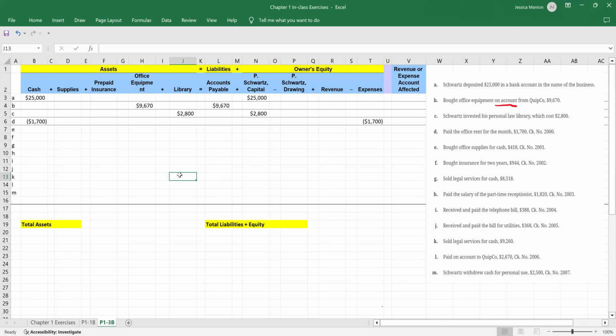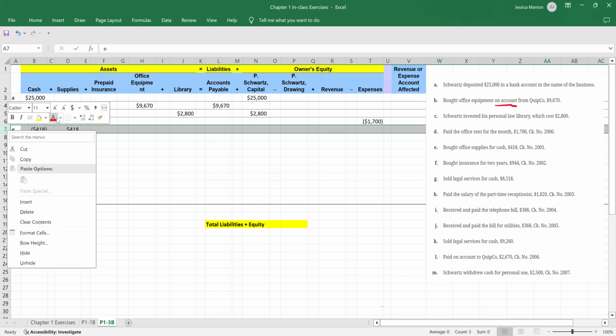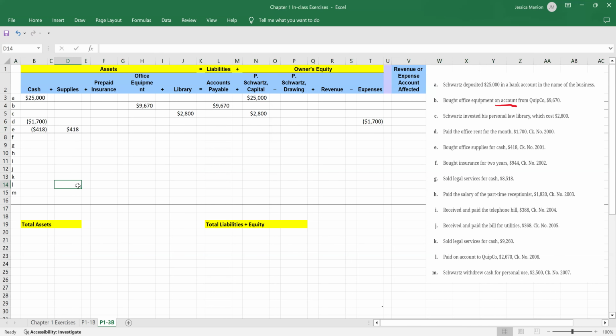Letter E, bought office supplies for cash, 418. So supplies are going up 418, and we paid cash for these, so cash is going down 418. That's what we would look like for letter E.